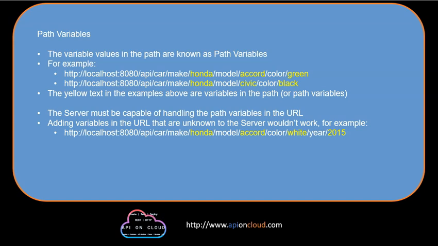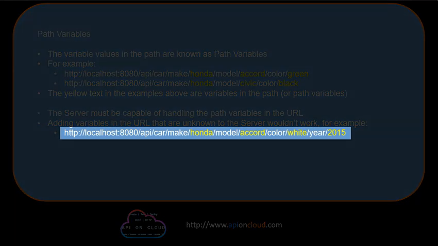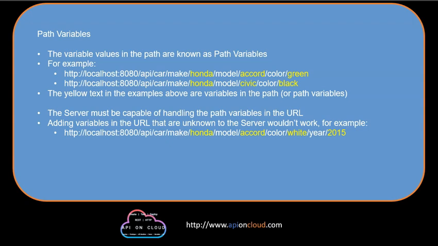It is also possible that your request may not even be received by the REST API if you have added path variables that are not known to the REST API. In the URL below, I added a new variable, 2015, hoping that the REST API would return me all the white-colored Honda Accords from the year 2015. This wouldn't work because the REST API isn't programmed to extract 2015 or any other year value from the URL path.